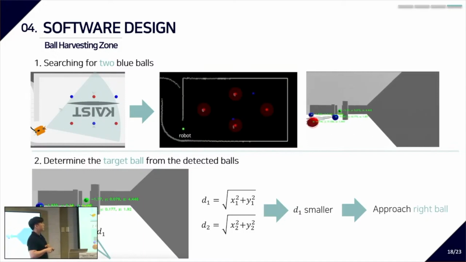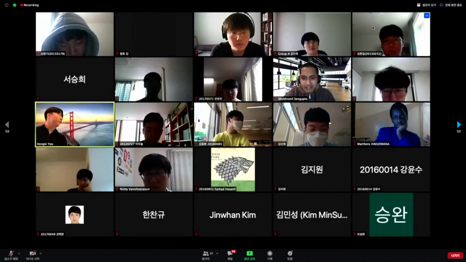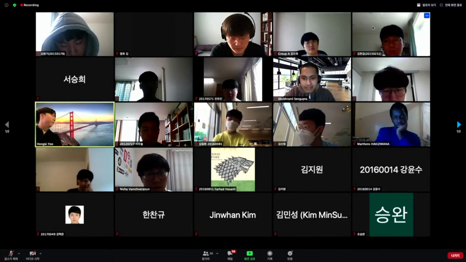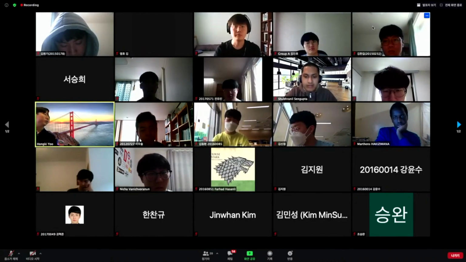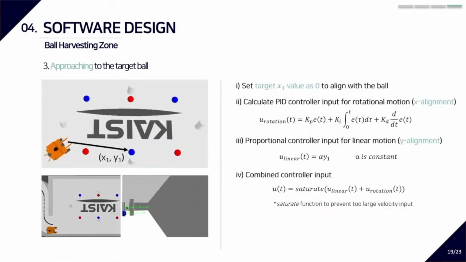When it detects 2 blue balls, it starts to align and approach. The reason why we set it as 2, not 3, is that there is always a possibility that 1 blue ball could be hidden behind the obstacles, or it is out of our camera range. So after the 2 blue balls are detected, we calculate the distance to each ball, select the smaller distance value, and decide to approach the ball which has the smaller distance.